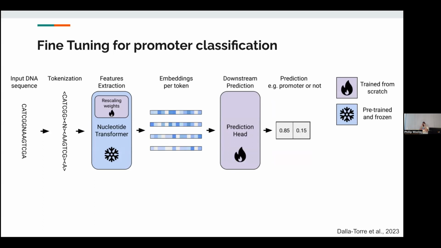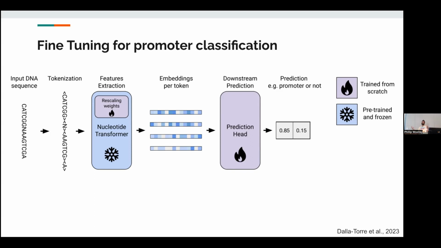So here we are taking the model that is trained on predicting the blanks in DNA sequences, and we are fine-tuning this model to identify whether an input DNA sequence is a promoter or not. So here you do the same thing. You input your DNA sequence, and you tokenize your input. When you see this figure, it says rescaling weights. What that means is you take the pre-trained model and you adjust it minutely such that it gives you the best result for your task.